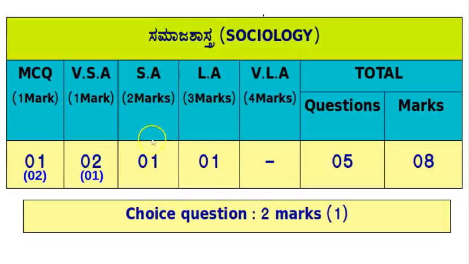Next, short answers, one question for 2 marks, one 3 mark question, and no 4 mark question can be asked from sociology. So in total you will be getting 5 questions and 8 marks, and you will have one choice question from all the chapters of sociology for 2 marks. Any question from any of the chapters can be asked under the choice category for 2 marks.